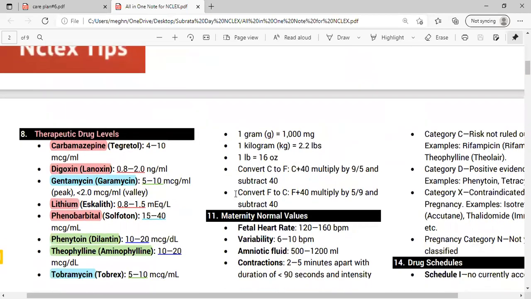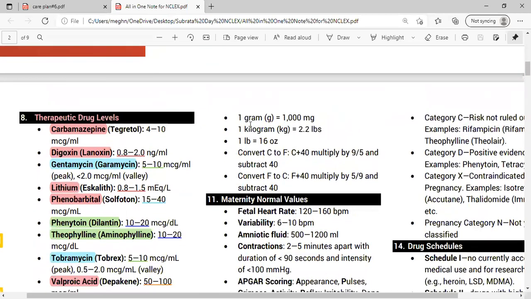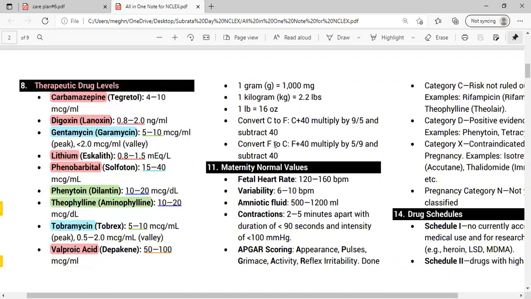Next, go. Here it says 1 gram equals 1000 micrograms. 1 kilogram equals 2.2 pounds. So in the board exam, if you get any mathematical problem where the patient's body weight is in pounds, we need to convert to kilograms, right? 1 pound equals 16 ounces.